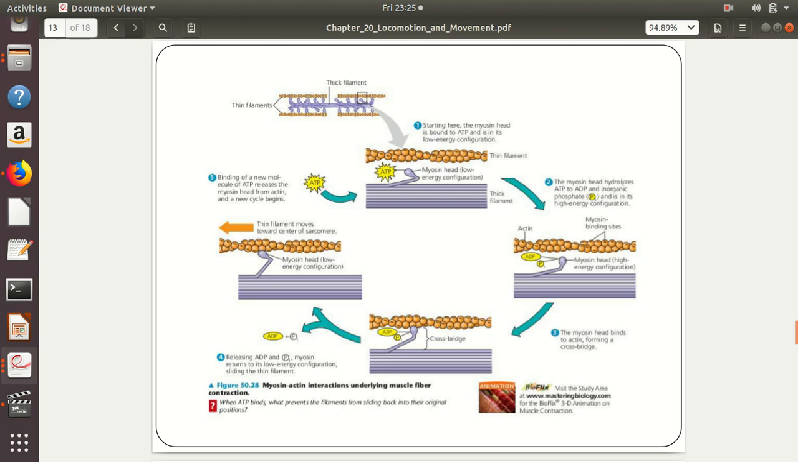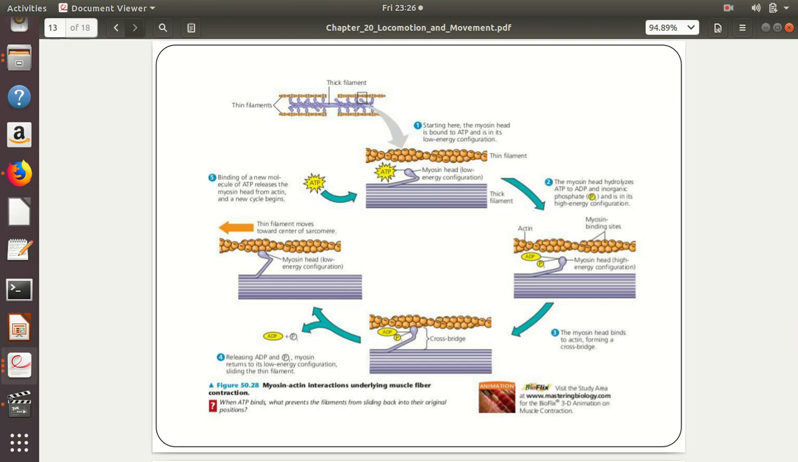Next, the ADP and inorganic phosphate are released and myosin returns to its low energy configuration, sliding the thin filament. The thin filament moves towards the center of the sarcomere. Then the binding of a new molecule of ATP releases the myosin head from actin and a new cycle begins. That is how this cyclic process of myosin-actin interactions takes place, which was told in the previous diagram in a very simplified format.